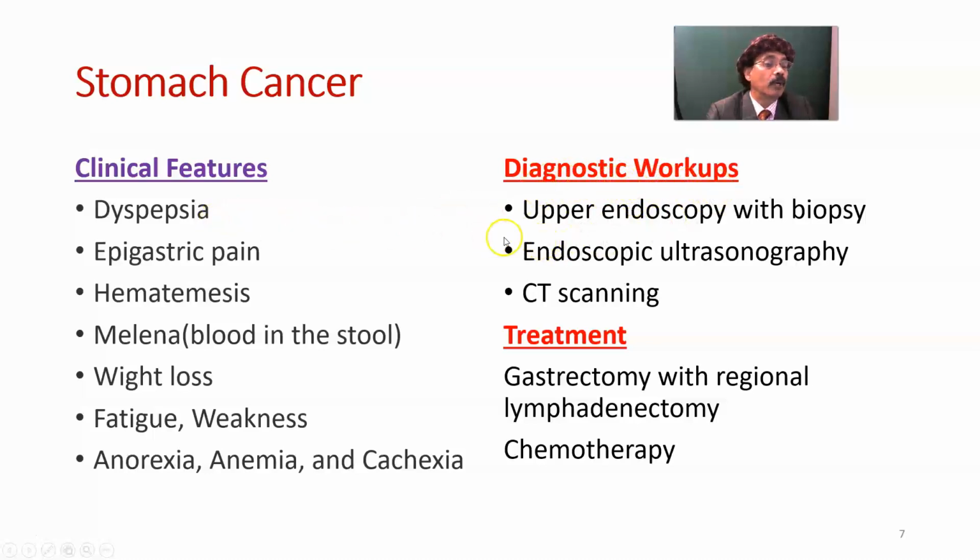Diagnostic workup: upper endoscopy with biopsy, endoscopic ultrasonography, CT scanning. Treatment: gastrectomy with regional lymphadenectomy, and certainly chemotherapy.